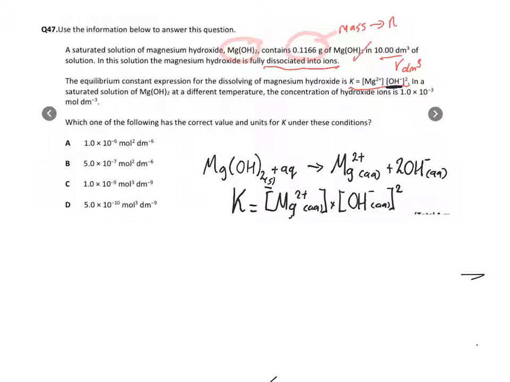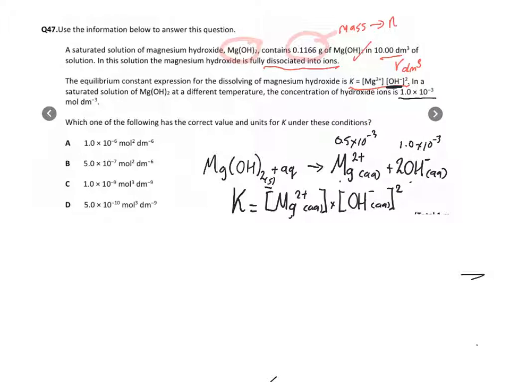If we now look at the second part of the question, it tells us that the concentration of hydroxide ions is 1 times 10 to the minus 3 moles per dm cubed. Well, if we look at the balanced equation here, if we have 1.0 times 10 to the minus 3 moles of hydroxide ions, since the ratio is 1 magnesium to 2 hydroxides, it follows that the concentration of magnesium ions must be 0.5 times 10 to the minus 3 moles per dm cubed.